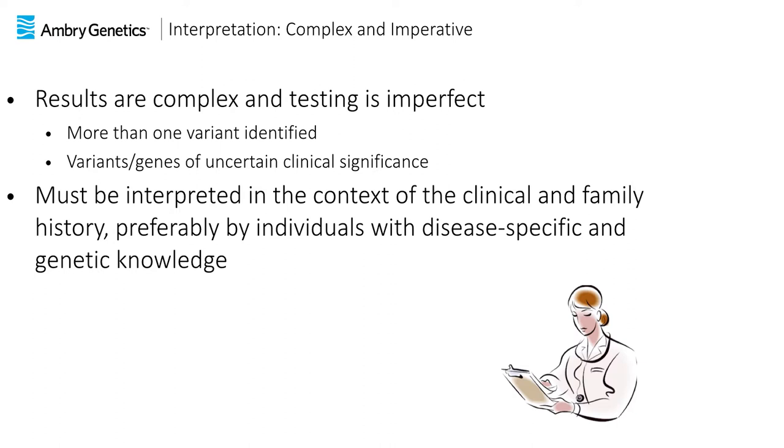I think the other piece is that in addition to the sequence data, these results must be interpreted in the context of the clinical and family history, preferably by individuals who have disease-specific and genetic knowledge. So this may be cardiologists, genetic counselors, laboratory personnel, or a combination if you're fortunate enough to work with a team of individuals. So what do the genetic testing results mean?